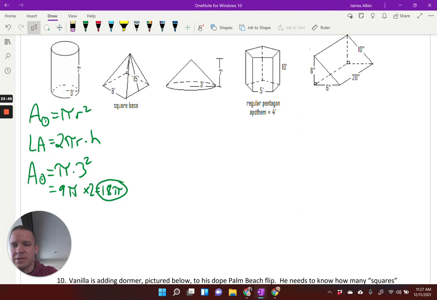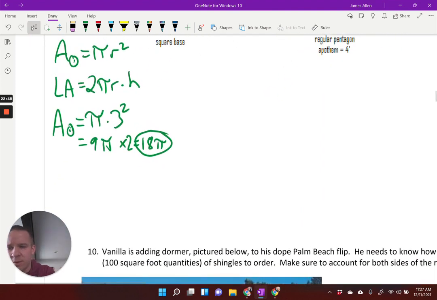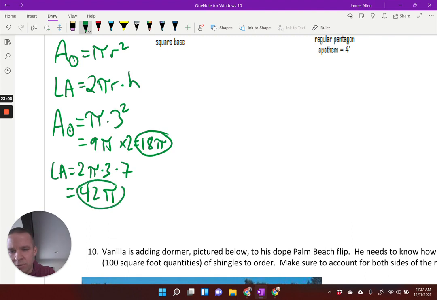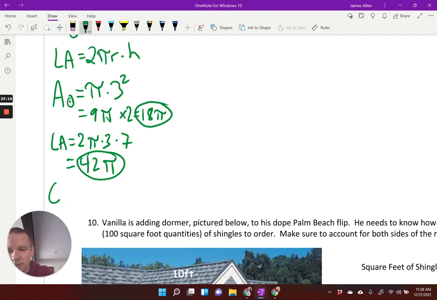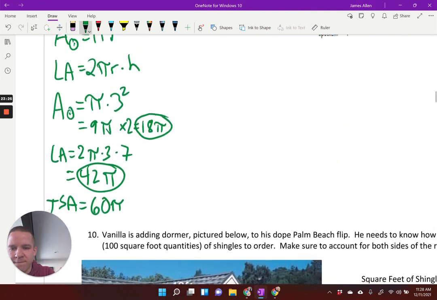That is 7 times and then our circumference. So let me zoom in a little bit here. So we got the lateral area is going to be 2 pi times the radius of 3. It's a terrible 3. And then also times our height, which was 7. So I've got 6 times 7 or 21 times 2, that's 42 pi. Okay. So if I put those two together, 18 pi plus 42 pi, that's 60 pi. So that's the total surface area equals 60 pi. And that was feet.